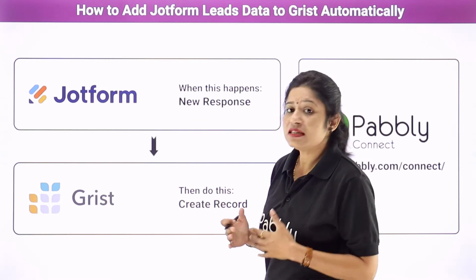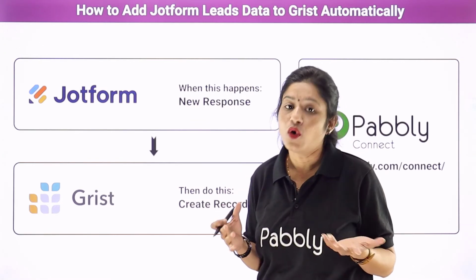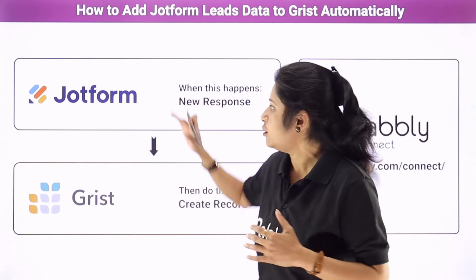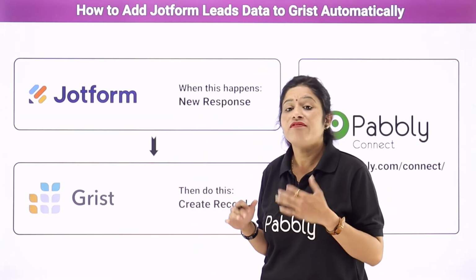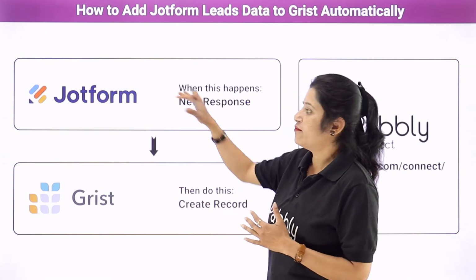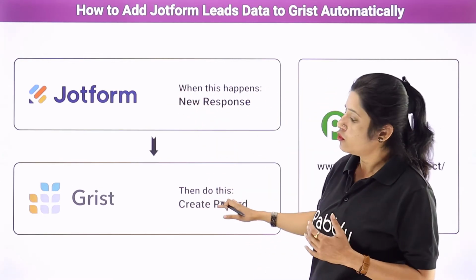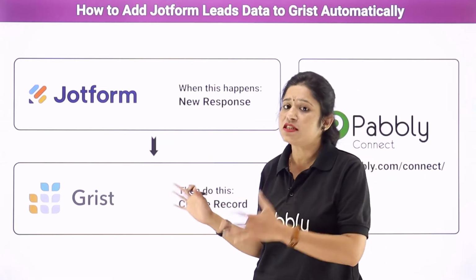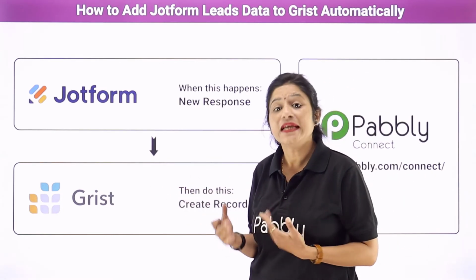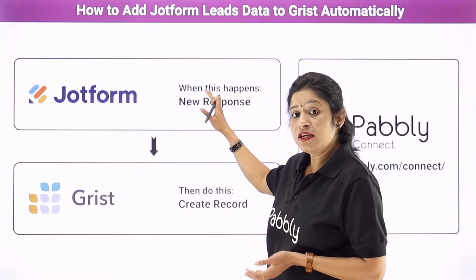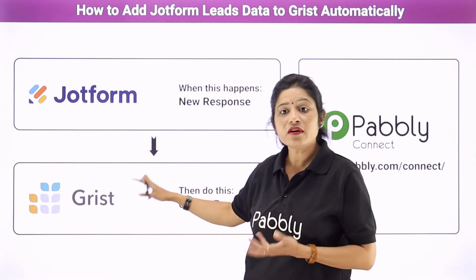So the idea here is that you are a gym owner and you have created a gym membership form using Jotform. Now you want that whenever any of the customers fills that form, automatically the details of the customer should be added as a new record to your Grist account or your Grist table. For that, we need to create a connection between Jotform and Grist so that whenever the form is filled, automatically the data is added to your Grist table.